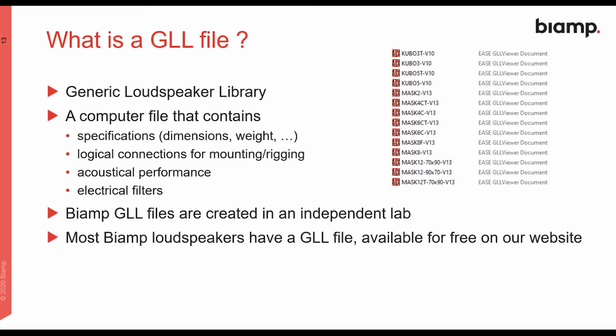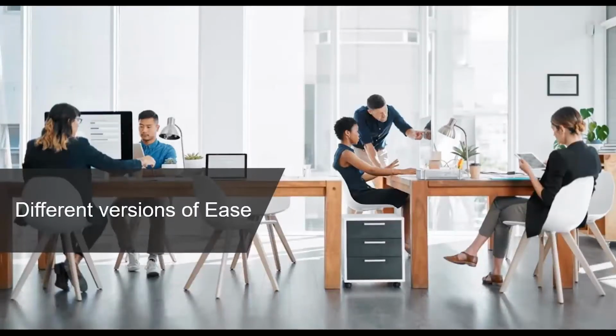So most loudspeakers from the Biamp range have a GLL file, and these are available for free on our websites. And I'll show you in a moment where exactly you can get those. It should be noted, however, that not all GLLs work with all types of EASE. So we're going to detail exactly the different versions of EASE that are available. But it's not always the case that a GLL file will work with every version of EASE. So you need to be careful with some loudspeakers not working in EASE Focus, for example, but yes, they will work in EASE Address. So here we're going to summarize the different versions of EASE that are available and how you can get hold of them.